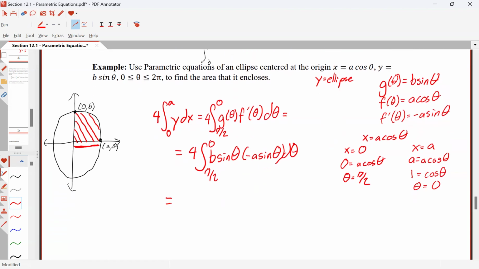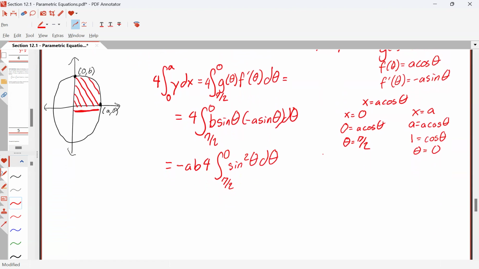Rewriting this integral, we have a negative ab with our constants that can come out, times 4, the integral from pi over 2 to 0 of sine squared theta d theta. This negative can switch the bounds. We haven't seen that really since the u sub section, but this is u sub. So I'm going to remove the negative and switch the bounds to have the bounds be from 0 to pi over 2.